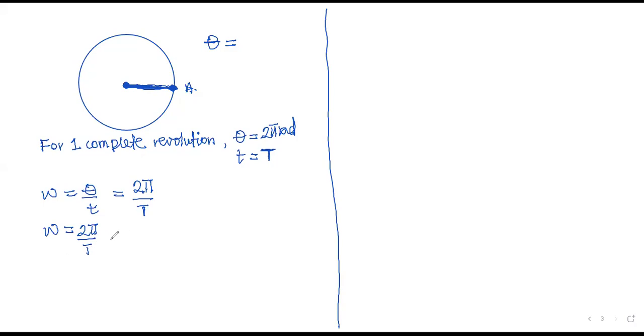This is a very, very important relation in physics. We can equally express this as 2 pi times 1 over T. And we know what 1 over T stands for. 1 over T is frequency. So 2 pi times f.